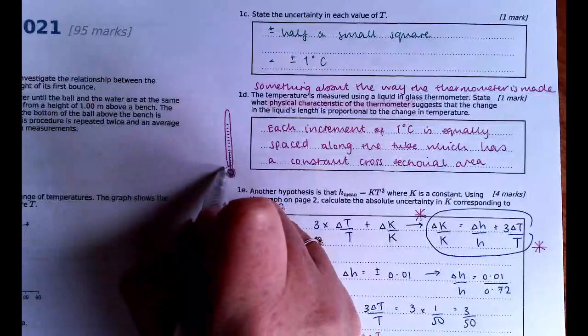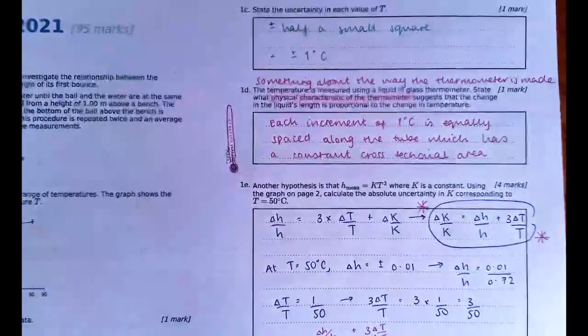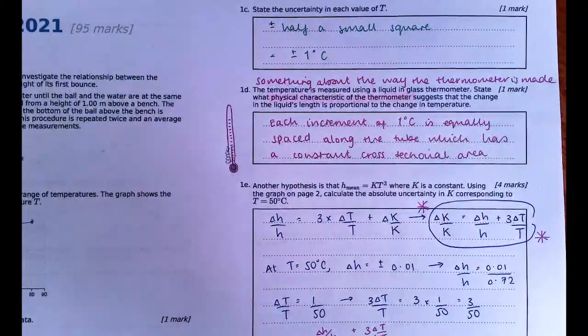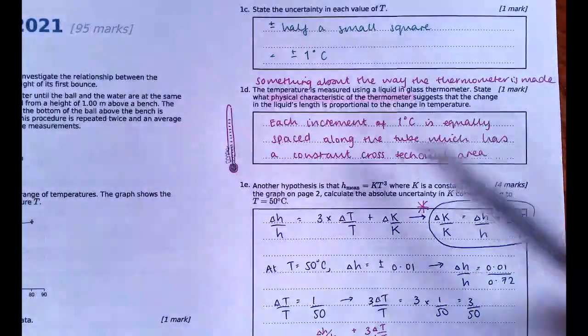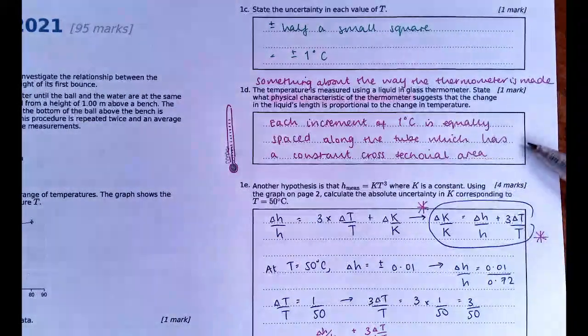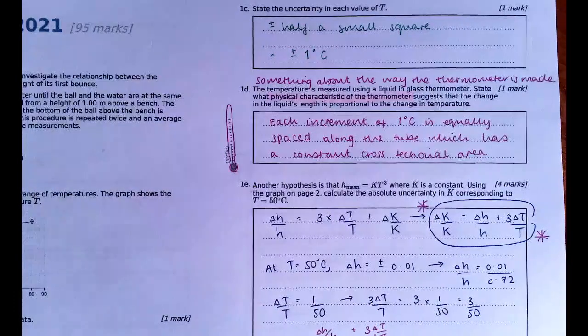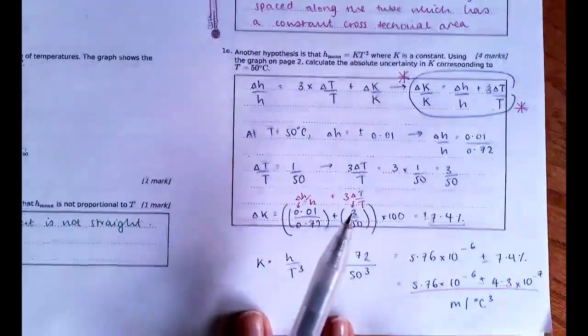Okay, so you know that on a thermometer, the markings are evenly spaced. So as you go up by a set distance, you must have gone up by a set temperature. And that shows that the length is proportional to the change in temperature. You've got that equal gradient there. So something along the lines of each increase of 1 degree Celsius is equally spaced on the scale along the tube. And because it has a constant cross-sectional area, it must be increasing in length by the same amount for the same temperature change. Then you had a calculation question, quite a lot to this actually, 4 marks.